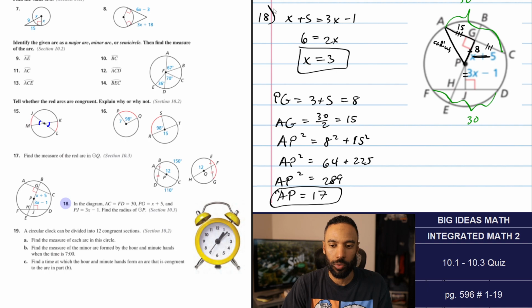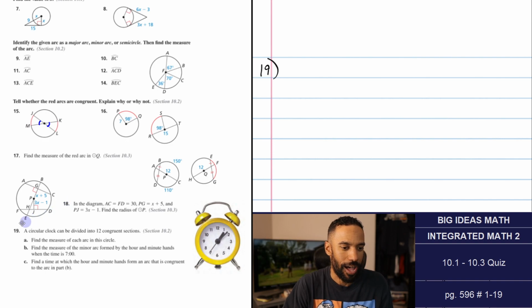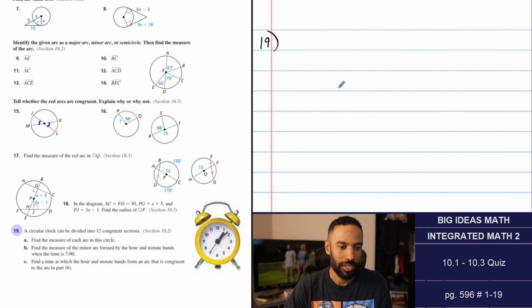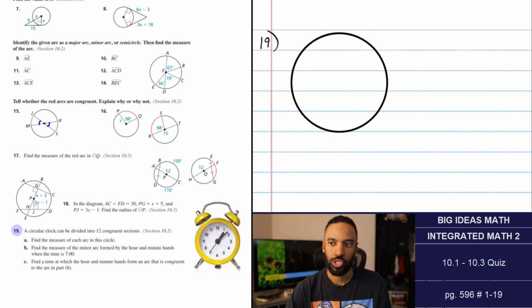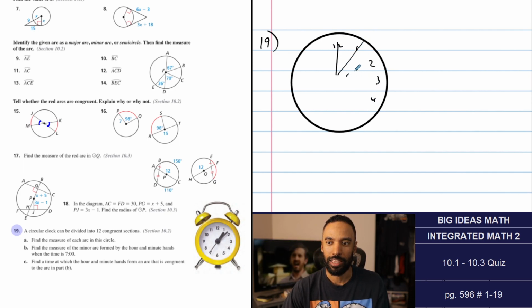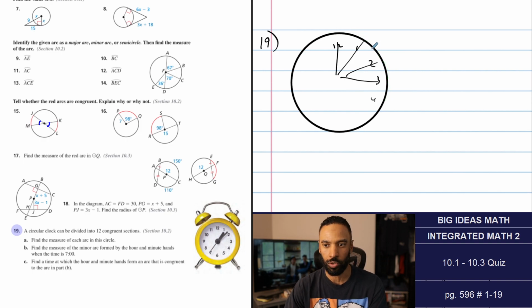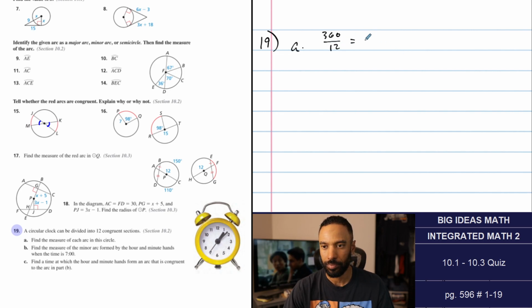Okay. We got one more question to go, number 19. It has 3 parts. A circular clock can be divided into 12 congruent sections. True. Find the measure of each arc in this circle. Well, I imagine they're talking about each hour being its own portion of the arc. We have 12, 1, 2, 3, etc. So they're saying find the measure of each of these little parts. There are 12 of them, and the total measure is 360 degrees. So we take 360 and divide it by 12, and you get 30 degrees for each section.